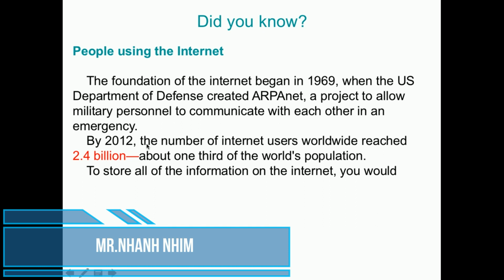By 2012, the number of internet users worldwide reached 2.4 billion, about one third of the world population. To store all the information on the internet you would need a lot of space. Nowadays, in 2020, the number of people who use the internet is 4.2 billion. Actually, in China, India, and Russia, they use the internet the most.